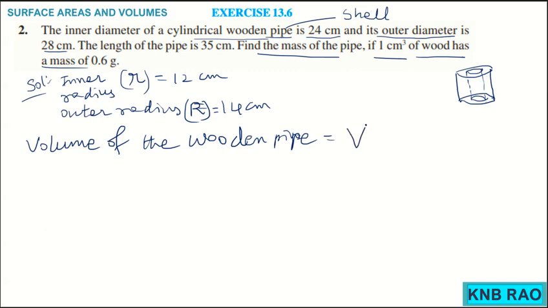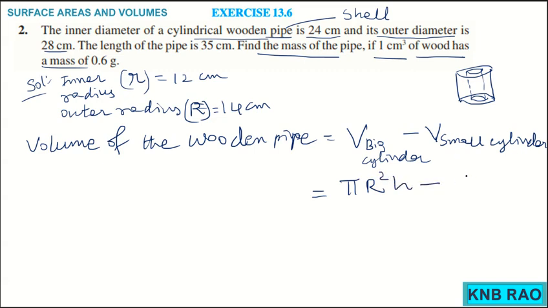So what I'll do, I'll write like this: volume of big cylinder minus volume of small cylinder, which gives you volume of that inside emptiness, hollowness, which is in the shape of cylinder only. So volume of big cylinder minus volume of small cylinder, we have as a volume of wooden pipe. So volume of big cylinder, if I want to find out, pi capital R square H, minus volume of small cylinder, pi small r square H.